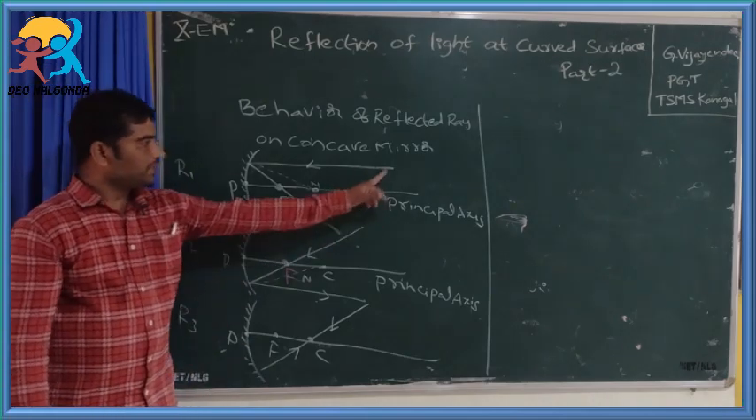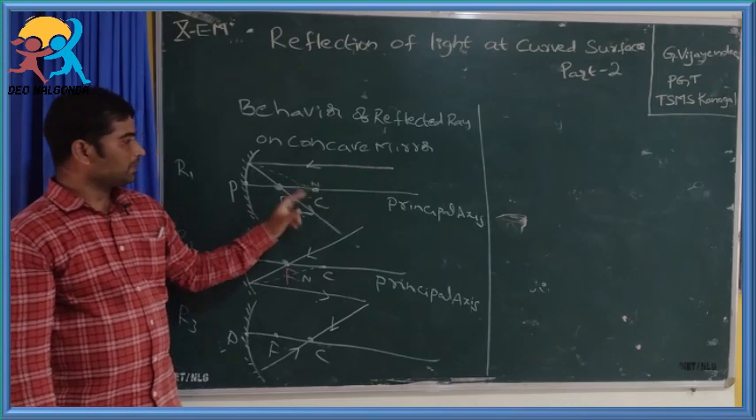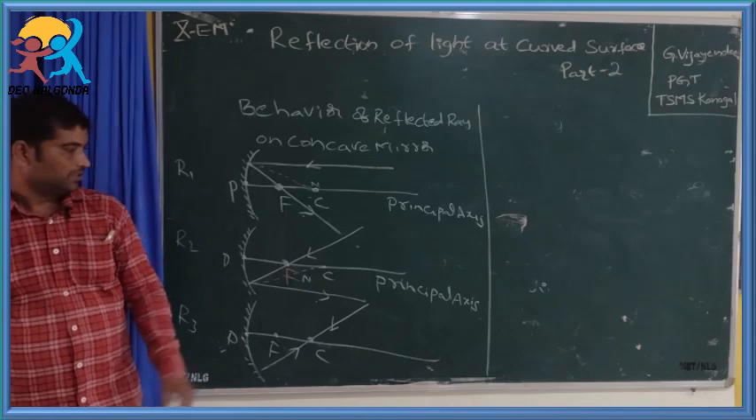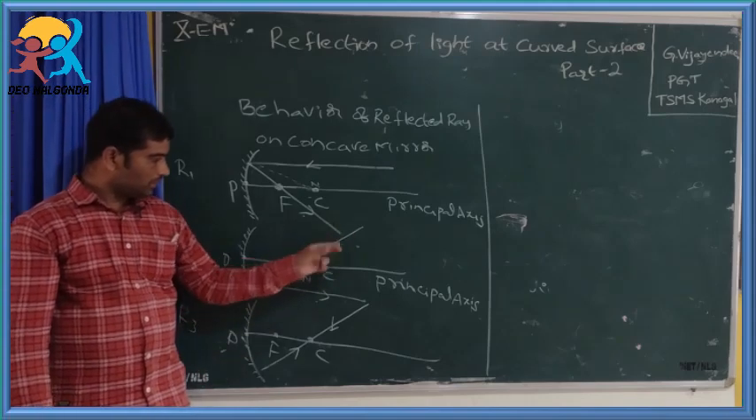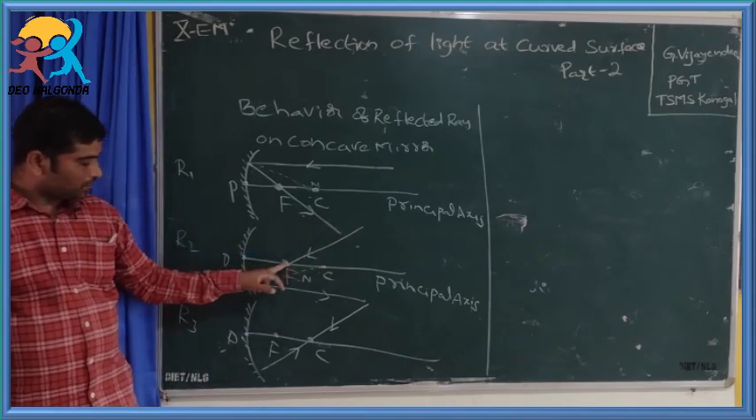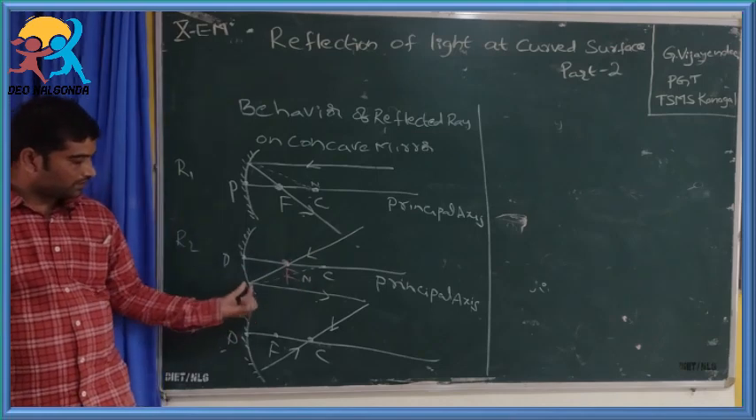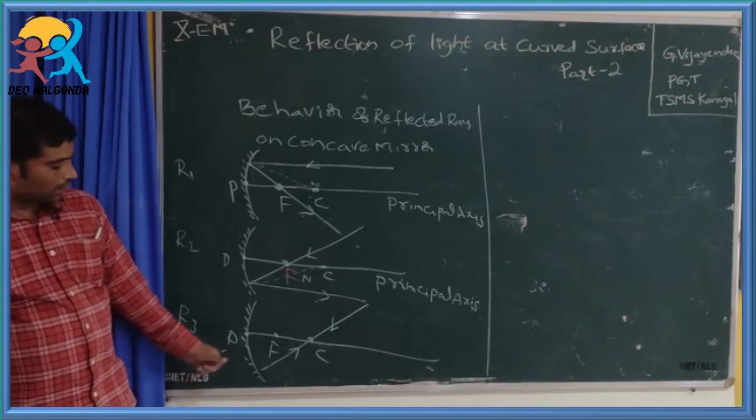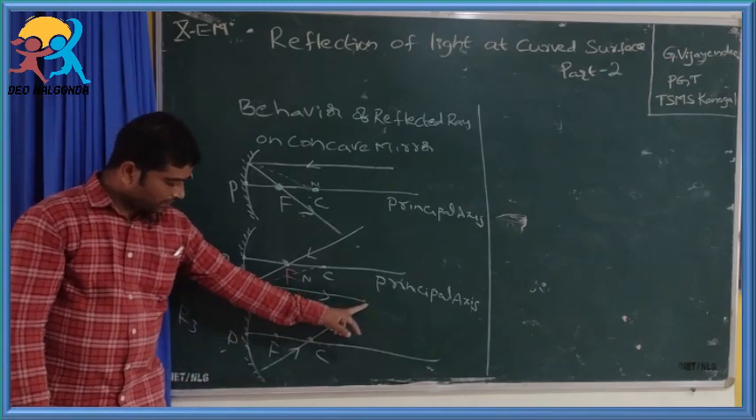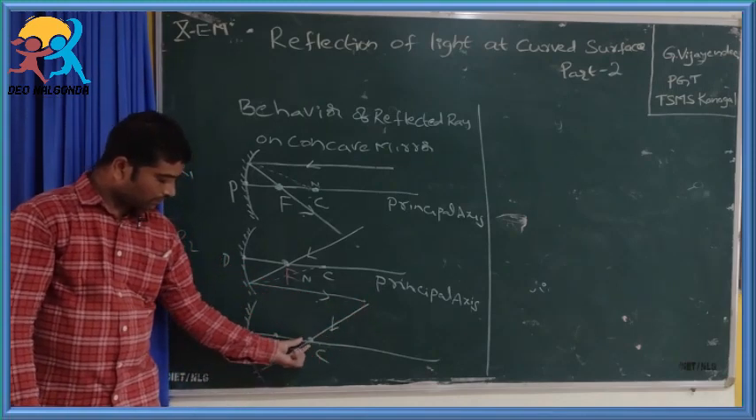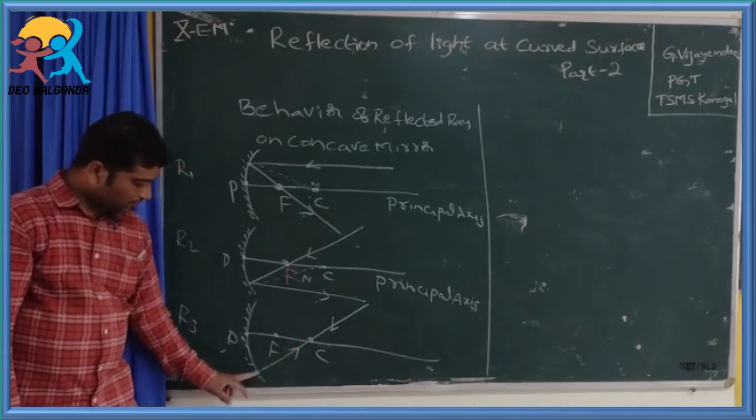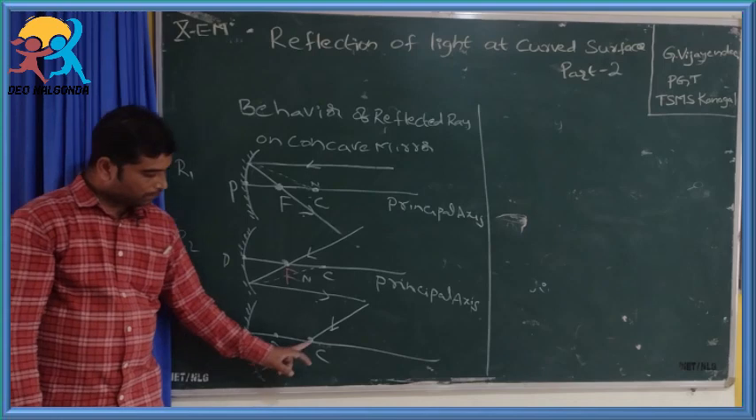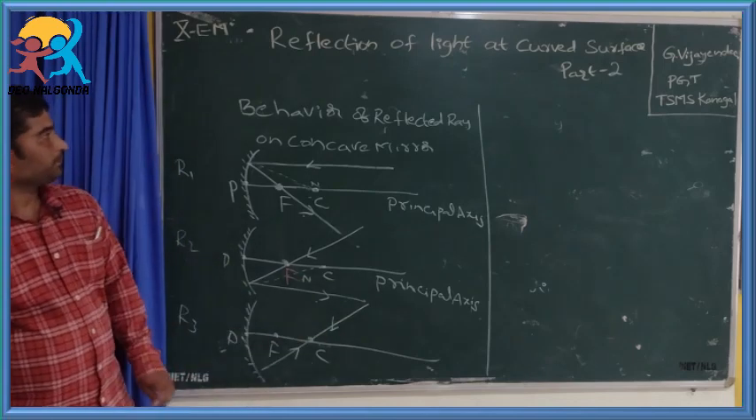First, if the incident ray is parallel to the principal axis of the concave mirror, then the reflected ray passes through the focus. In the second rule, if the incident ray passes through the focus of the concave mirror, then the reflected ray is parallel to the principal axis. Third, if the incident ray passes through the center of curvature, then the reflected ray just returns back in the same path. This is the third rule.